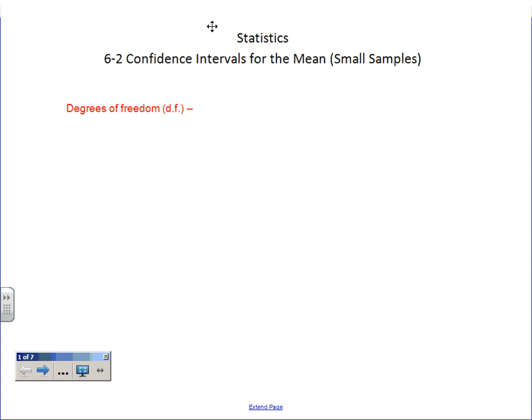Well, now we're going to talk, what if we have smaller samples, and what if we don't know the actual standard deviation? Because if you ever know the actual standard deviation, you can just go ahead and use the z-scores that we were using before from the standard distribution.